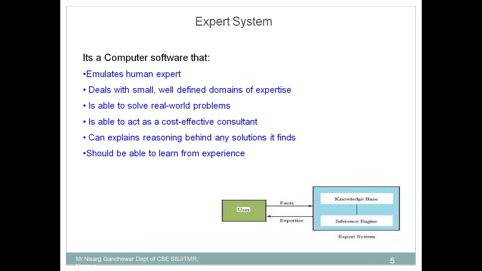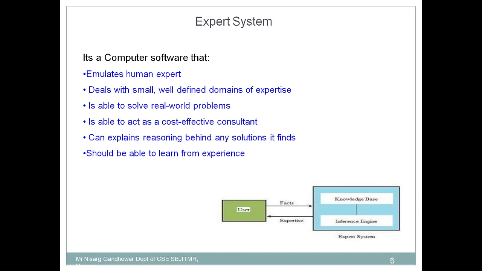So instead of this, we can just mimic the knowledge of that particular doctor and create a number of copies so that it can be used at multiple locations, and the cost is also reduced. So in that sense we are saying that it's a cost effective consultant. Obviously cost is required to develop that particular system, but once you develop it, you can use it at multiple locations. So in that sense it's a cost effective consultant.